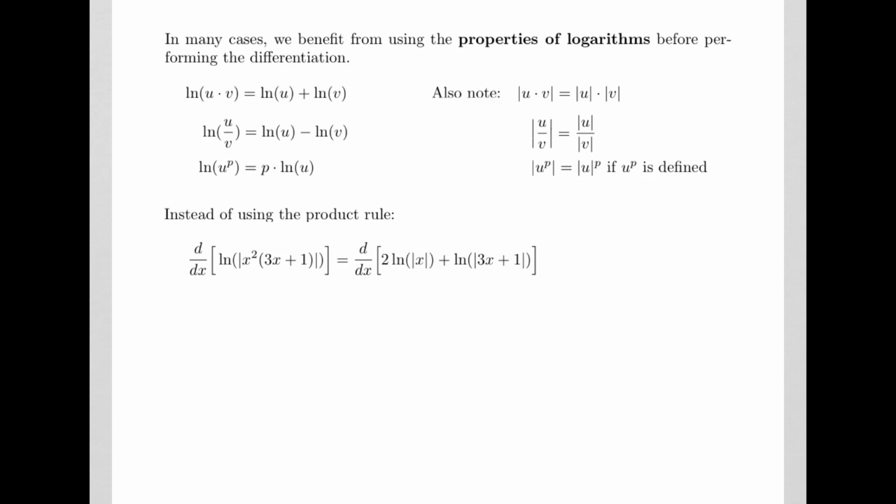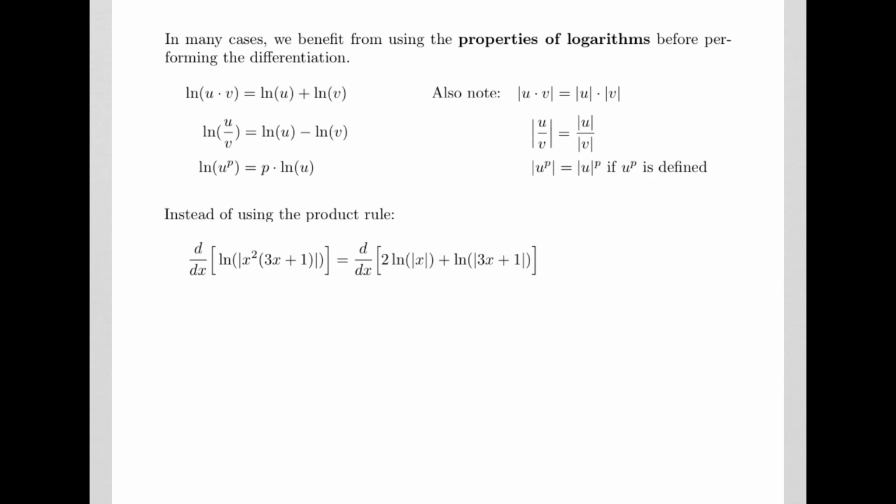Now, we've learned that to get the domain as big as possible, I need absolute values. The nice thing is that absolute value works really well with factors. So if I have something inside of an absolute value, every factor gets its own absolute value. And so it works for quotients, and it even works for powers as long as u to the power is defined.